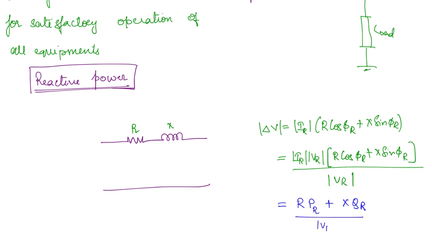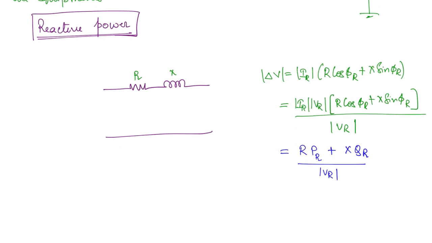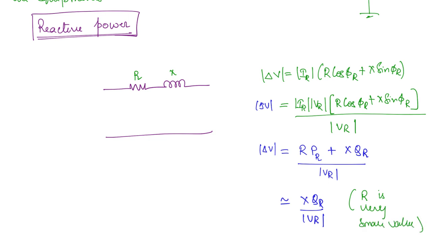When the resistance and the reactance are compared, the resistance is a negligible value. So we can take an approximation: the magnitude of delta V we can approximate as X QR by mod VR, where we have considered R to be negligible. Here you can see that the voltage drop is almost directly proportional to the reactive power.